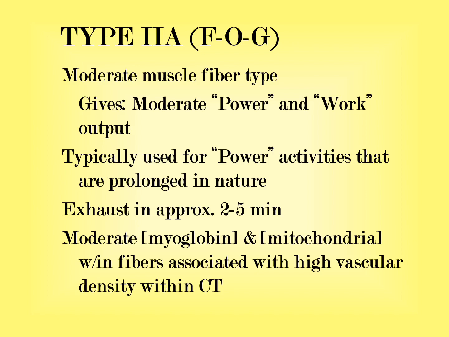The first of the subsets of the type 2s that you should be able to recognize are the 2As. These are moderate fibers in terms of power and work. We are typically using these type 2s in power activities that have some sort of prolonged nature of contraction within it. They will exhaust themselves in 2 to 5 minutes if they do not have constant perfusion through them. They have a moderate amount of myoglobin and a moderate amount of mitochondria within the fibers themselves. They have a higher vascular density within the connective tissue than the 2Xs to allow for the constant perfusion to the tissue.